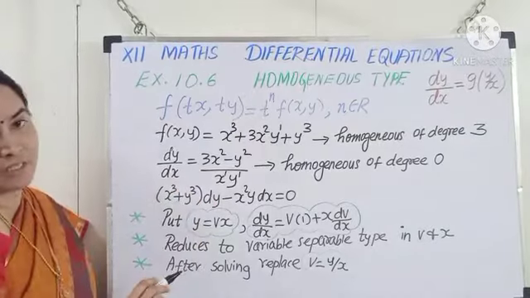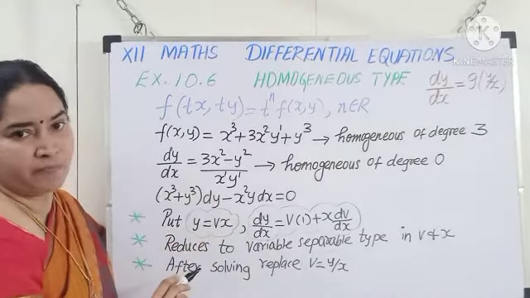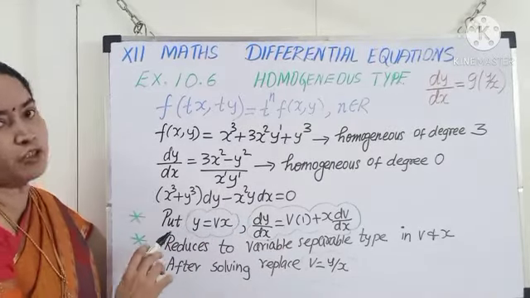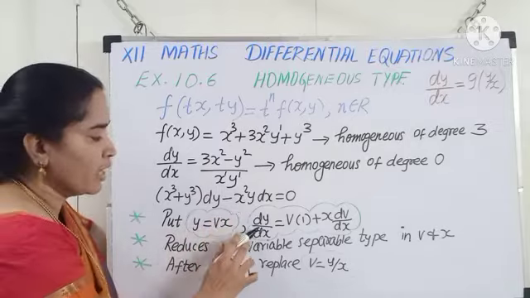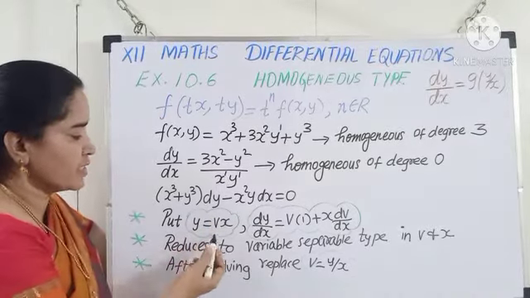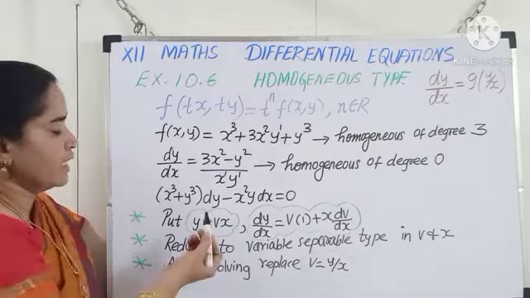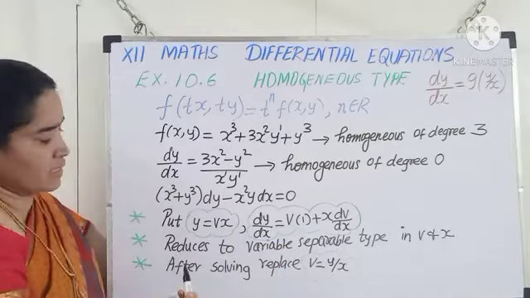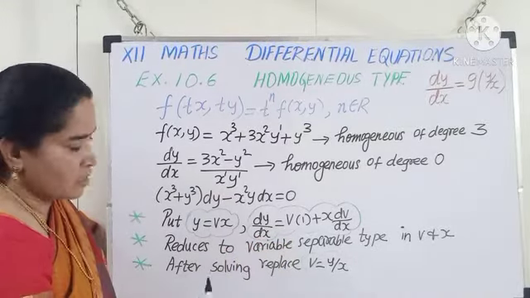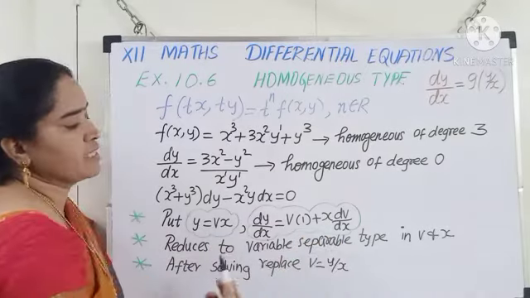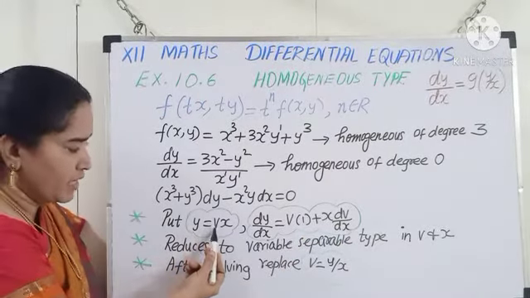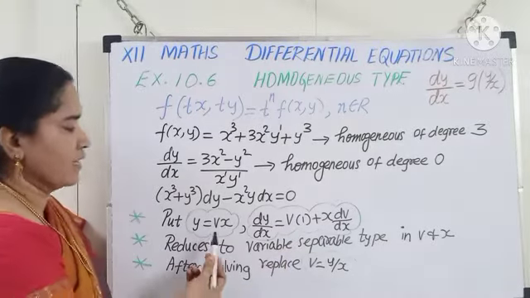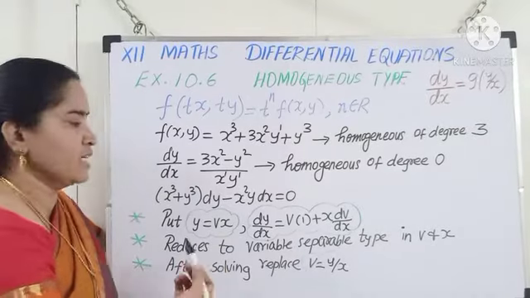In such cases, how to solve the differential equation? Wherever y comes, I can put vx. If I put vx, immediately I must differentiate because it is a substitution. y becomes dy by dx. The RHS, I have two terms in product. Keep the first term v, x becomes 1, plus keep the second term x, v becomes dv by dx.